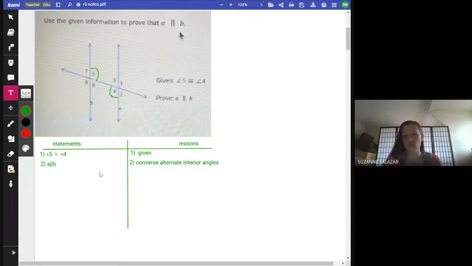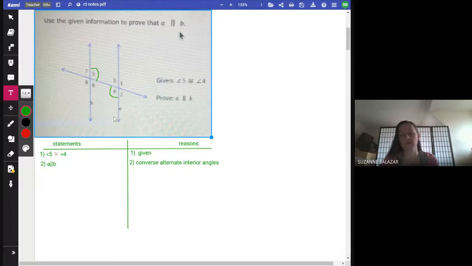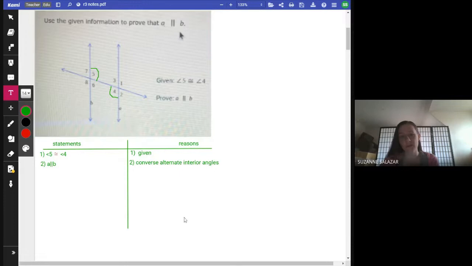So this is a super short proof. There are some really, really short proofs that are just going backwards. So basically it's, can you identify the angle pair? And when you're in ALEKS, it has drop-down lists, so you can go find those theorems and postulates and properties, all that jazz.